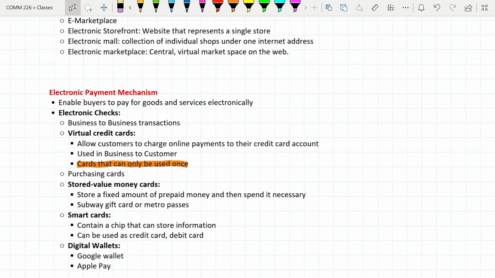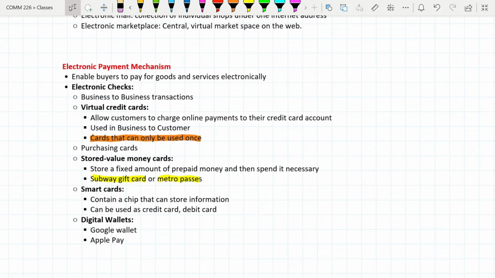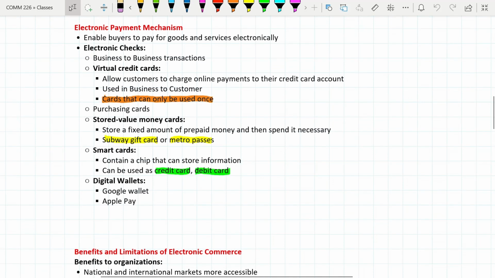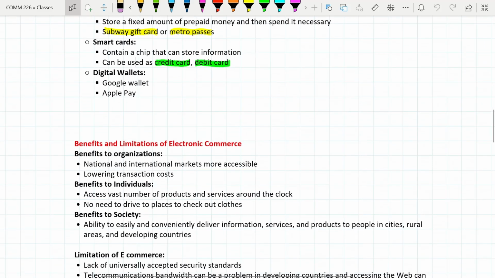Purchasing cards. You have stored value money cards, which store a fixed amount of prepaid money and then you spend it as necessary. Subway gift cards or Metro passes are a good example of that. So let me highlight in yellow. Subway gift card or Metro passes. Smart cards contain a chip that can store information and can be used as a credit card or debit card. So a smart card is an example of a debit card or a credit card. Digital wallets, well, Google Wallet and Apple Pay are examples of a digital wallet where you can have your wallet on your phone and pay from there.